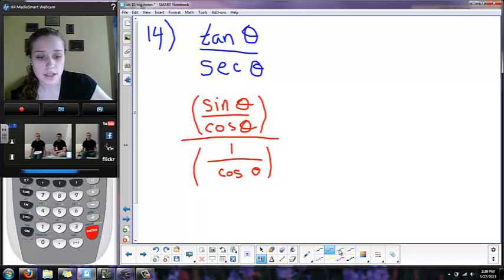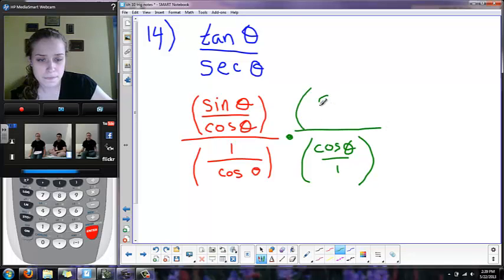Same thing again. This is a complex fraction, so I need to multiply by the reciprocal of the denominator, which is cosine theta over 1. Everything down here cancels out, and you can see I have a cosine here and a cosine here, and this whole expression is just equivalent to sine theta.